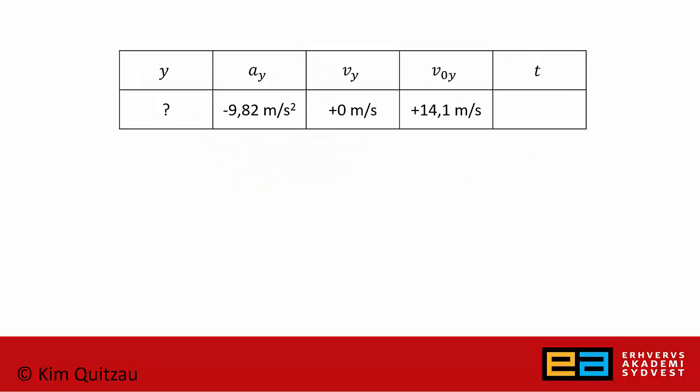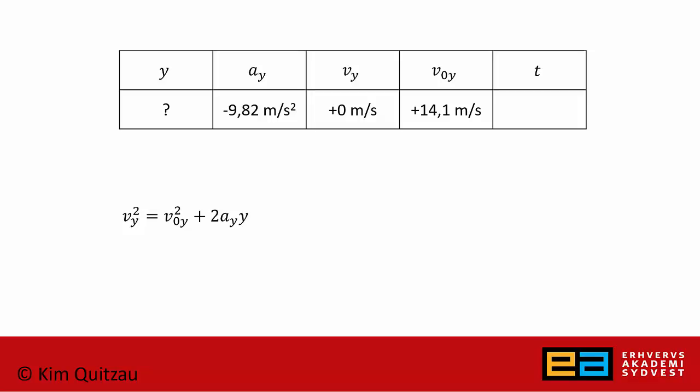And now I choose an equation. I've chosen this one, and what we want to find is y. So we have to isolate y. I start by moving the initial velocity in y direction squared to the other side. That gives velocity squared minus initial velocity squared.